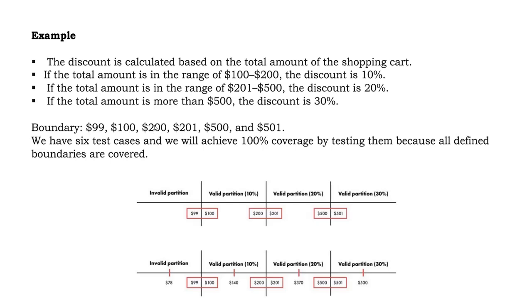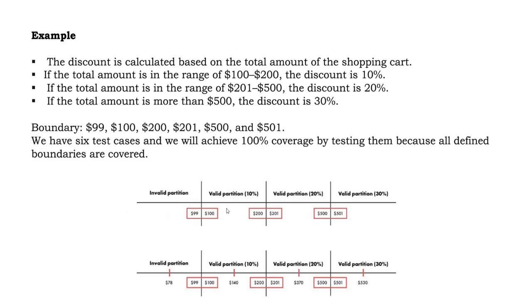And for 200, we can verify, and 201, 500, 501. So these are the boundaries that we can validate. So we have six different boundaries. To achieve 100% coverage, we have to test all the boundaries.